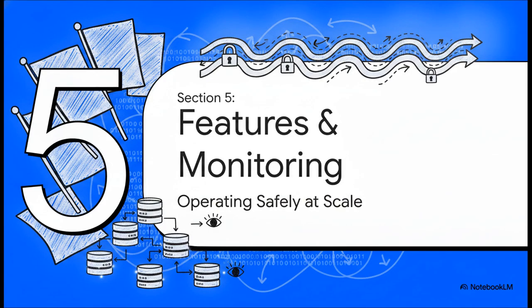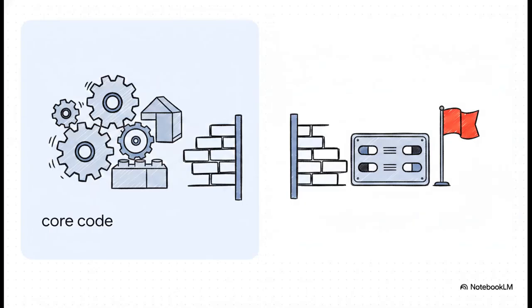All right, part 5, features and monitoring, or how to actually operate safely at scale. For layer 6, we're talking feature flags. You absolutely have to decouple your features from your code deployments so you can roll things out to specific tenants first. You can use an awesome open source tool like Unleash, which covers most needs for free. Or hey, if your needs are super straightforward in the early days, you can honestly just build a simple database table for your flags. The main thing is keeping that flag configuration totally separate from your core business logic.